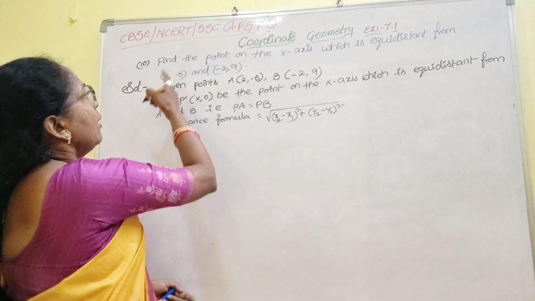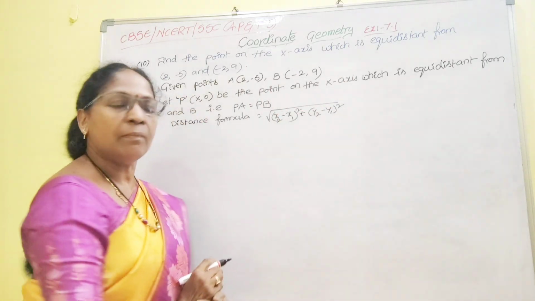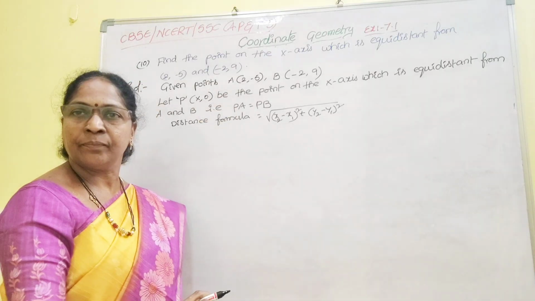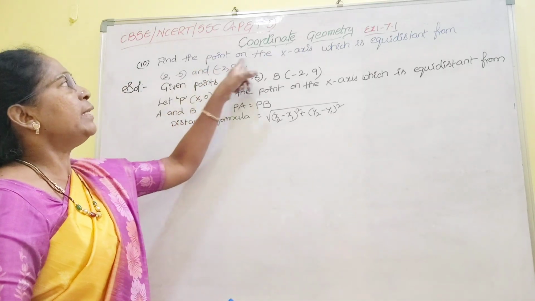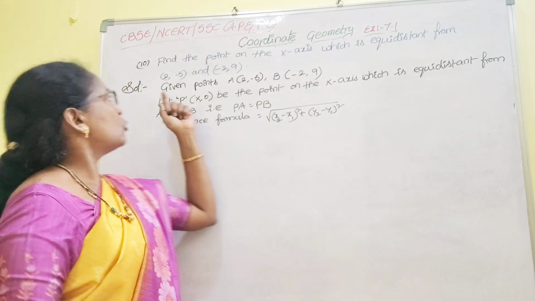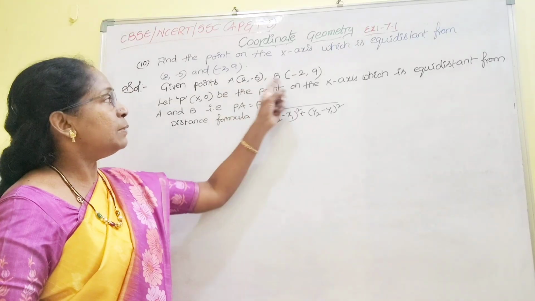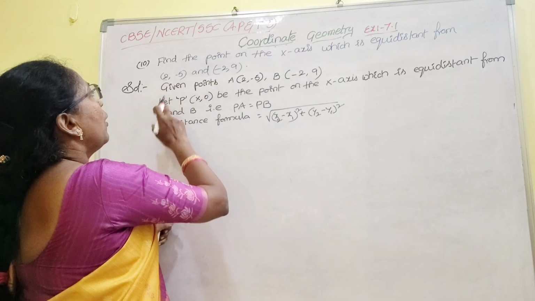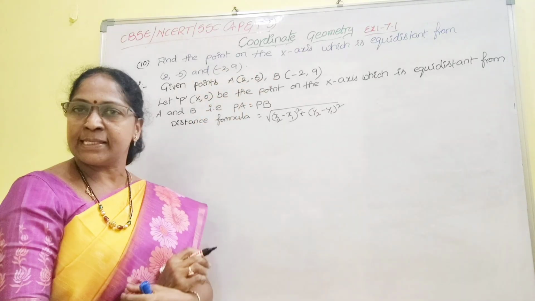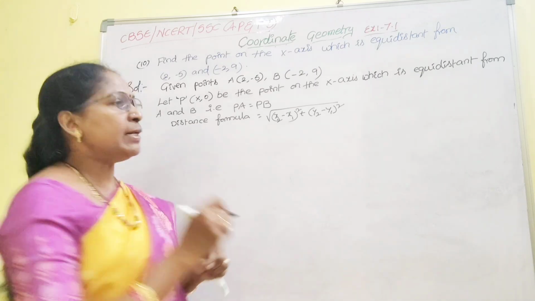Next question. Find the point on the x-axis which is equidistant from (2, minus 5) and (minus 2, 9). So here, find the point on the x-axis. First 2 points are given. Those 2 points just write down. Given 2 points A and B. You have to assume that A and B are the given points. Here you have to find out 1 point, that point on the x-axis, which is equidistant from A and B.